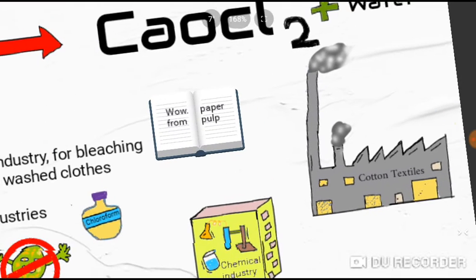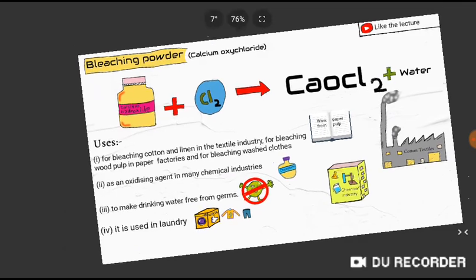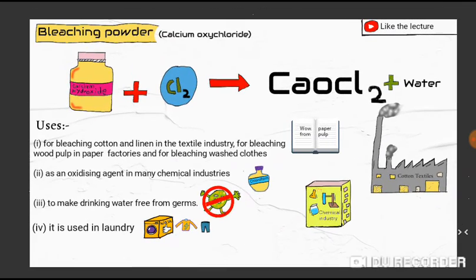Now as you see, here is cotton textile. What is the use? It is used to bleach and soften the cotton. Bleaching powder helps to soften the cotton that is used for making the dye, which is sent to another company. Now in this textile, the bleaching powder plays a crucial role. What is the crucial role? It softens the cotton and makes it perfect for laundry purposes.